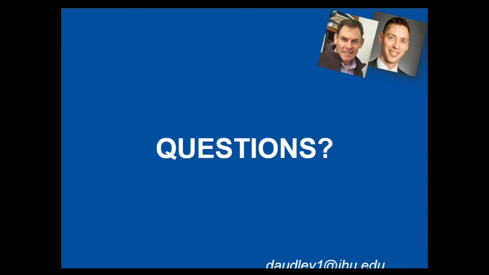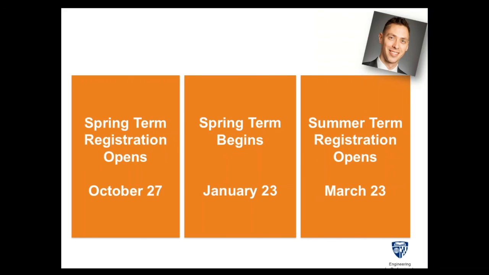So that gets us to the end of our questions so far. I'm going to put up the slide again with a reminder of some of the important dates coming up. Registration for the spring opens up next week, and then the spring term starts at the end of January. Looking further ahead, March 23 is the opening date for registration for summer, and then the summer term begins at the end of May.